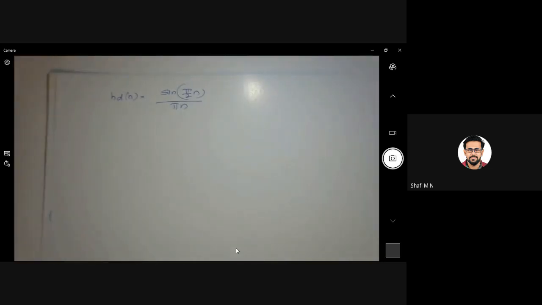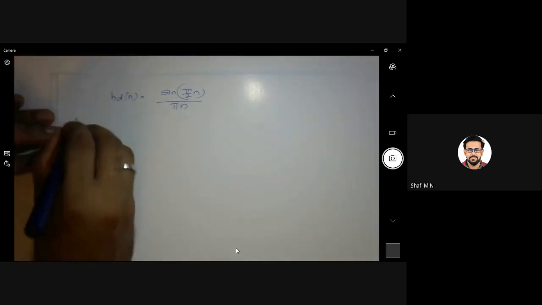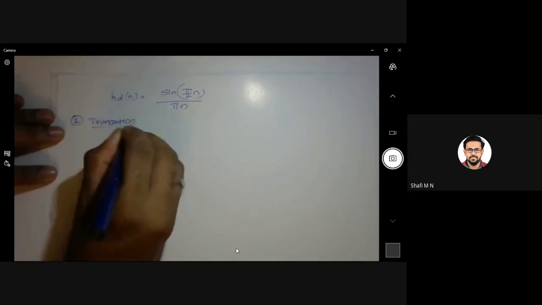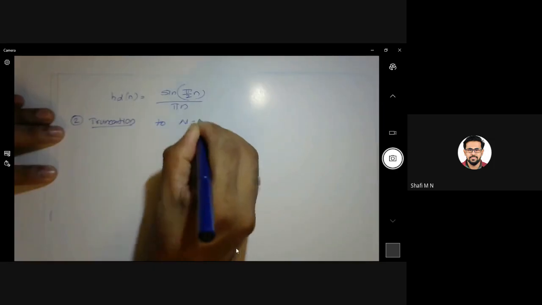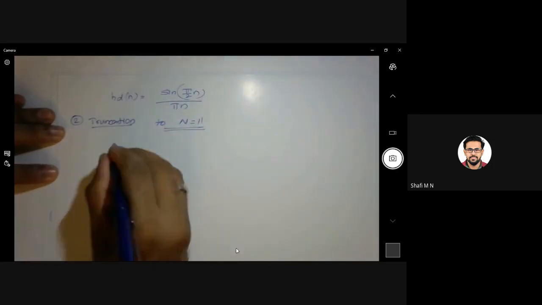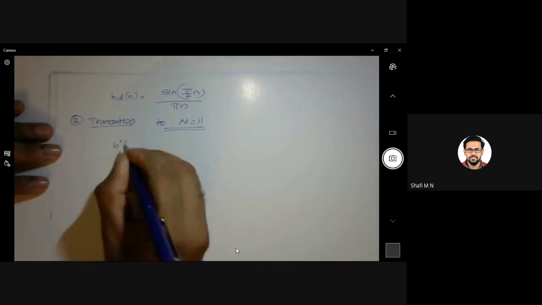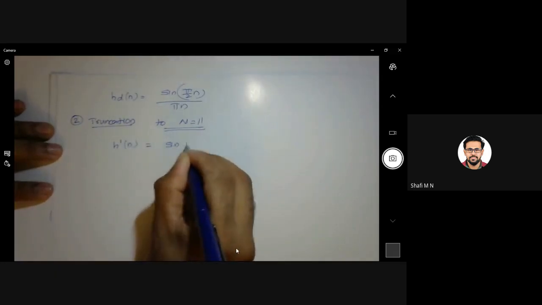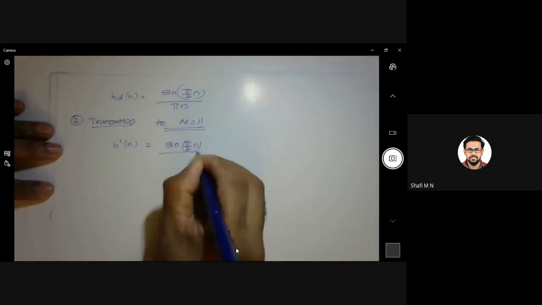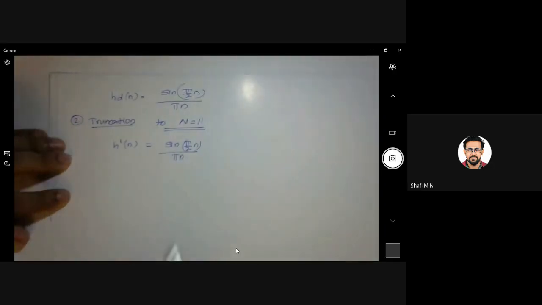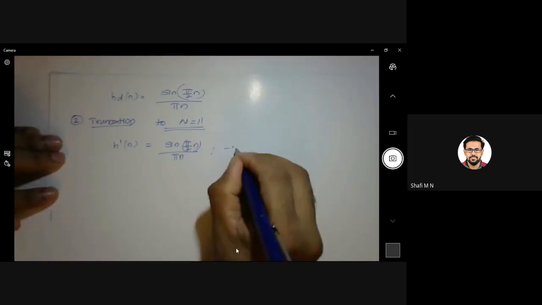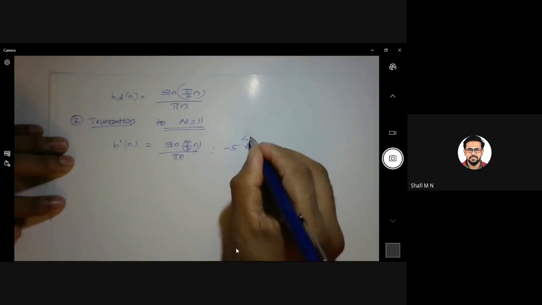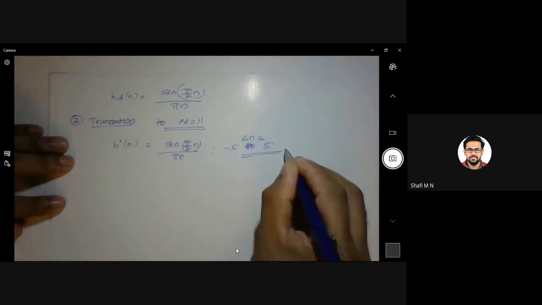Now tell me, what is the second step? Truncation. Truncation to say N equal to 11. That can be called h dash of n. So h dash of n equals sin pi by 2n divided by pi n, for minus 5 less than or equal to n less than or equal to 5, we can say this.